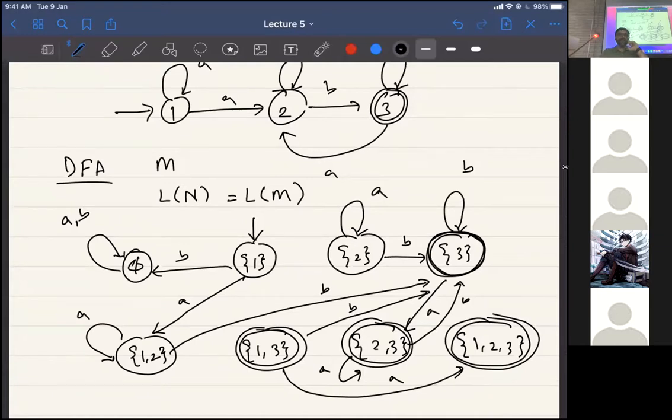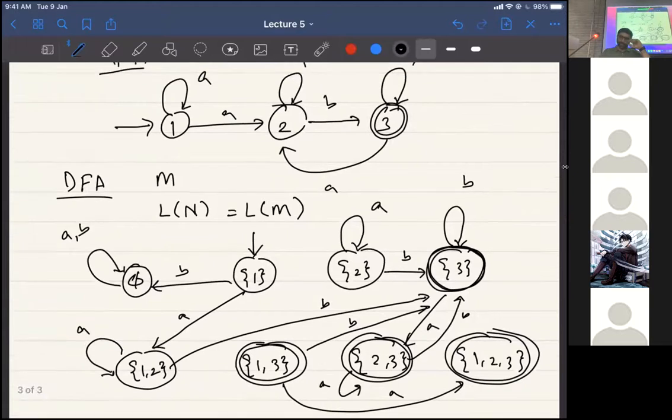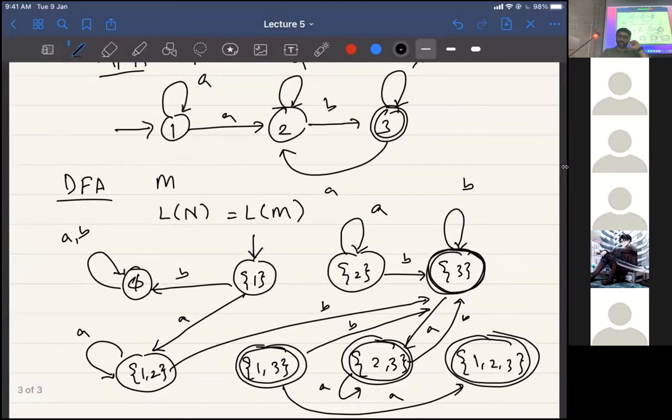So we are done with this one as well. So let's talk about the next one, one, two, three. So now this is the state that contains all the states. So we have to be careful. So let's see, when this machine is in one, reads A, then it remains in one or goes to two.